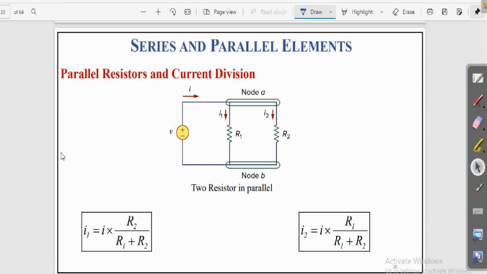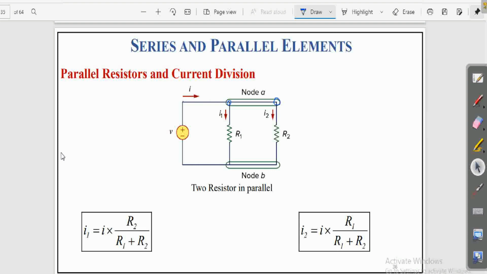So series and parallel. If I have parallel resistors, we have already seen this current division concept. Here you are having two resistors sharing the same nodes. These two resistors are in parallel and connected to the same nodes. This is node A and this is node B. How many nodes are there? Totally we are having two nodes only. This is not a node because there is no element between this. So two nodes are there.